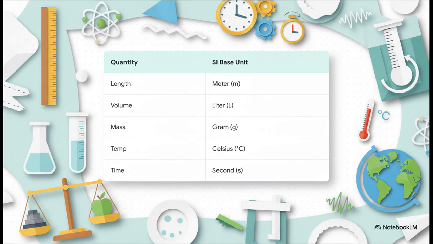When measuring length, the standard unit is the meter. For the volume of a liquid, it's the liter. When we measure mass, which is just the amount of matter in an object, we use grams. For temperature, scientists use Celsius, and for time, the standard is the second. Using these standards ensures that a brilliant experiment done right here in our 8th grade classroom makes perfect sense to a scientist working in a lab on the other side of the planet.